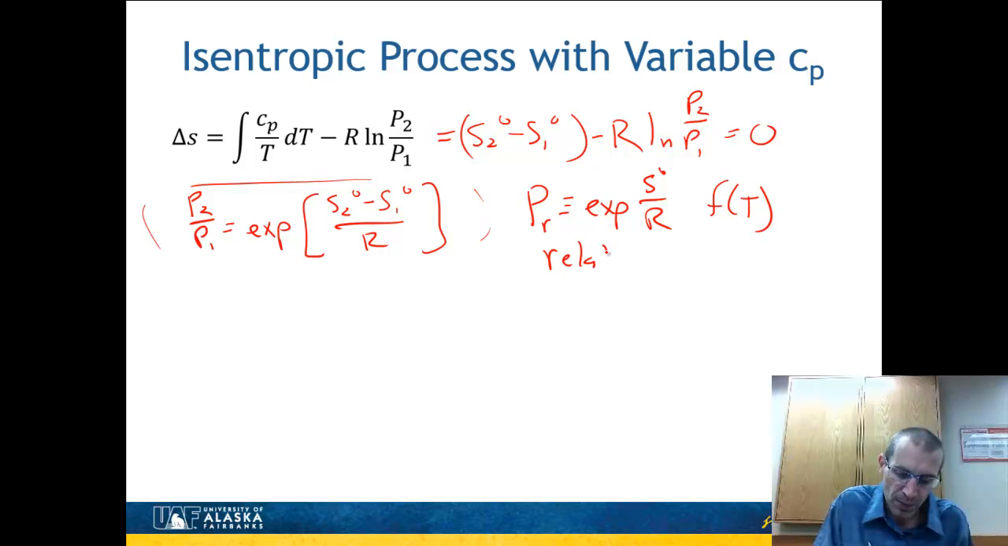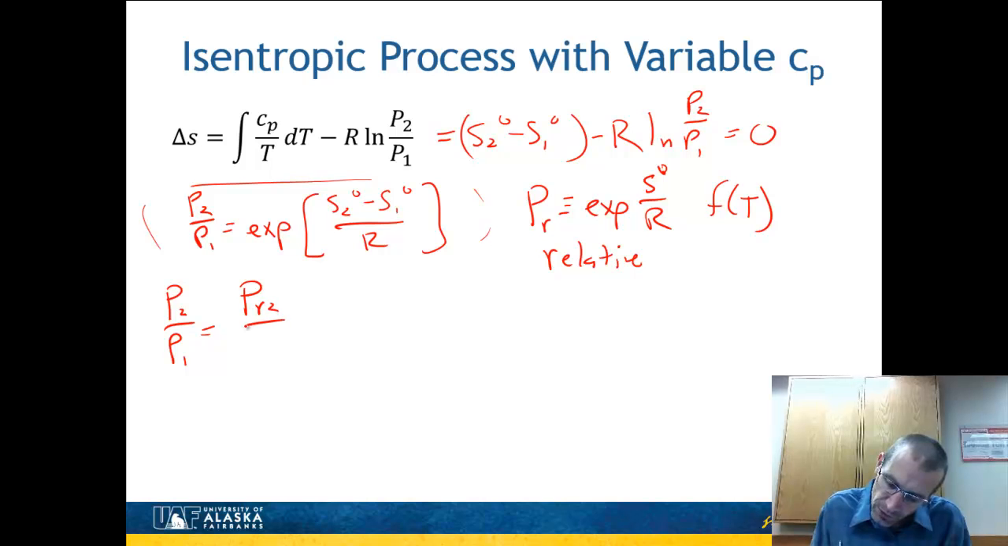And again, this is called the relative pressure, not to be confused with the reduced pressure when we were dealing with compressibility. We're just defining it as this here. If I put that into this equation, I have P2 over P1 is equal to P relative 2 over P relative 1. Things on the right-hand side are functions of temperature.